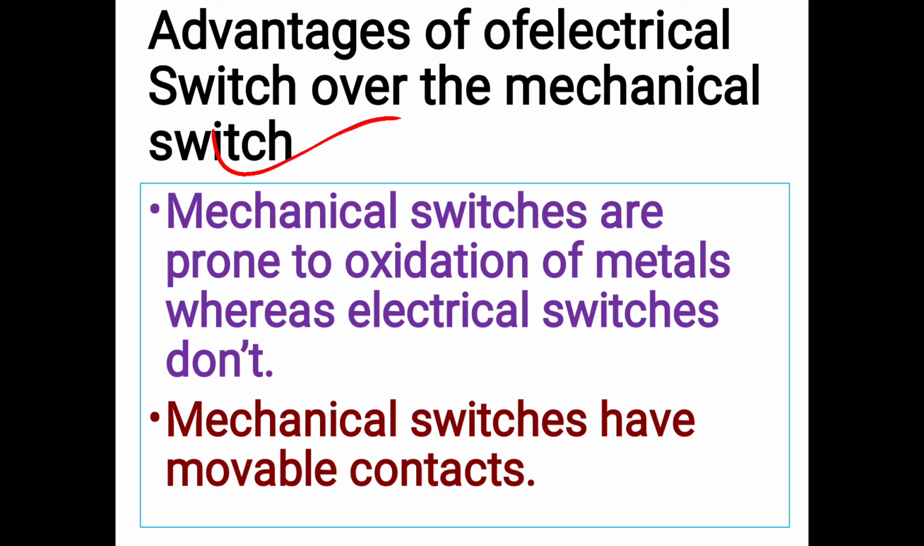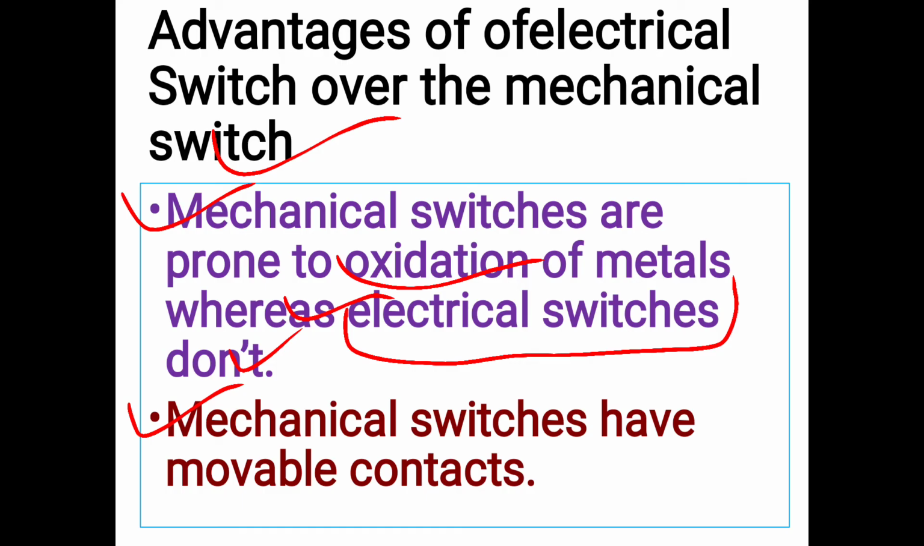The first point is that mechanical switches are prone to oxidation of the metals, whereas electrical switches are not. Due to the oxidation of the metals used in the mechanical switch, they are going to be under rusting conditions. Due to the rusting, the metals will be defective and the mechanical switch will not work properly. So this is one of the disadvantages of using a mechanical switch. And besides this, there is an advantage of the electrical switch over this.